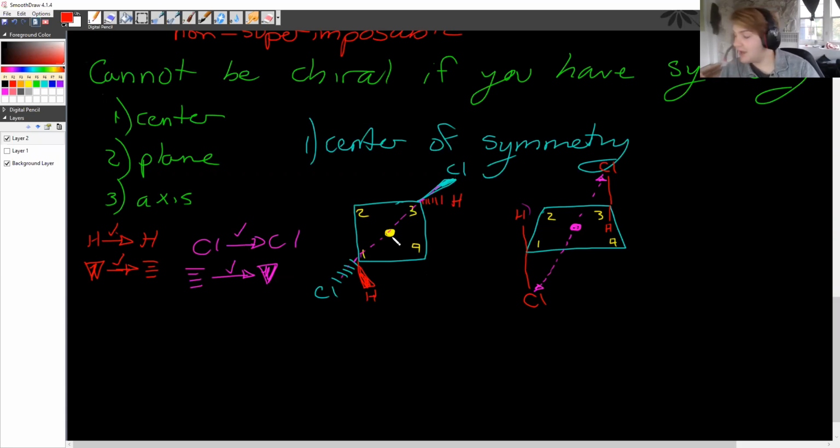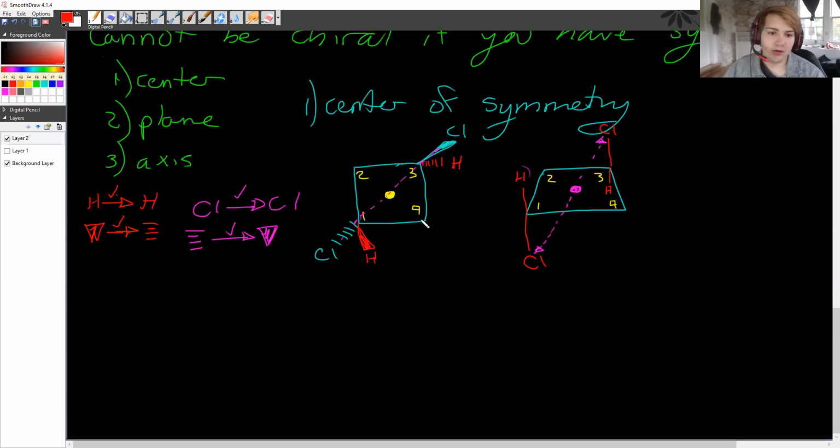This will look kind of similar to what's going on with the plane of symmetry. And for all intents and purposes, I generally think of them as the same, but you might be asked a question about the center of symmetry, so I wanted to tell you about it specifically. Cool. With that in mind, we can go on to the plane of symmetry.